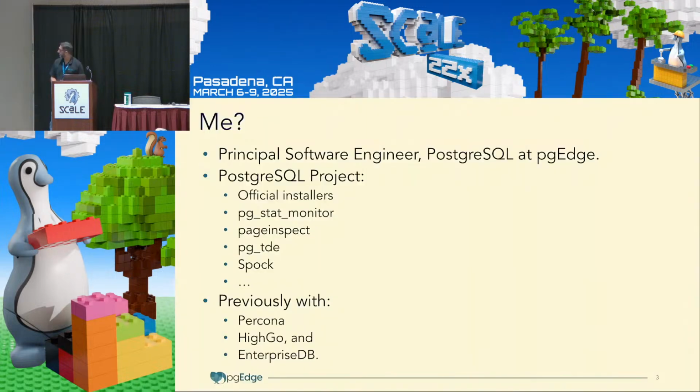Just a bit about myself. I don't have a tattoo of Postgres anywhere. I've been involved with the Postgres project for more than 15 years now. In different capacities, I've worked with different organizations, with EDB, HighGo, Percona, and now with pgEdge. There was a time when I was responsible for releasing the official Postgres installers on all supported platforms, which was pretty hard at times, working with different operating systems and architectures.